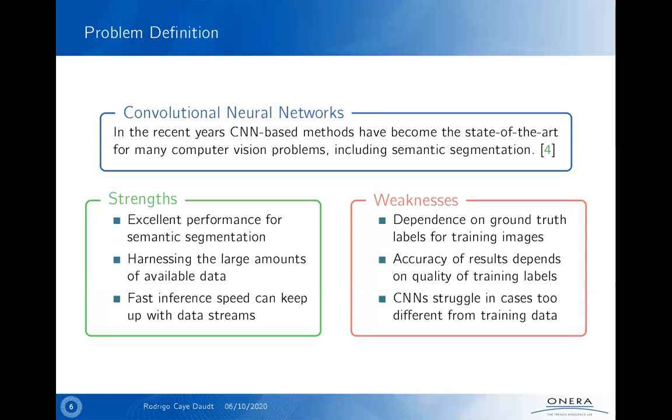And CNNs also struggle a little bit when the data used at inference time is too different from the data that was used for training. So they can struggle to generalize in some cases.